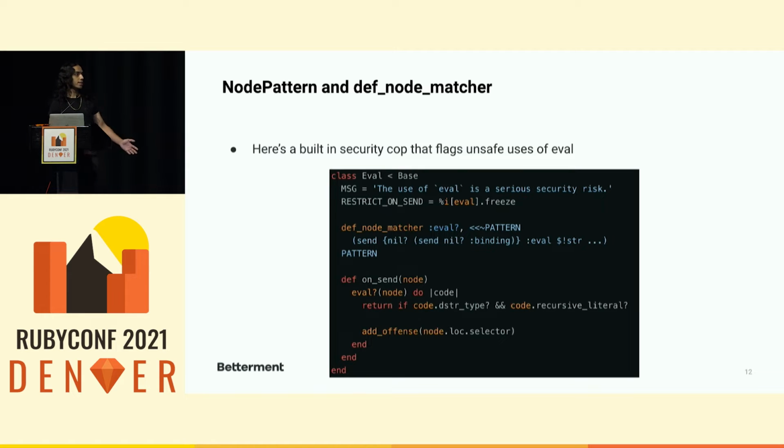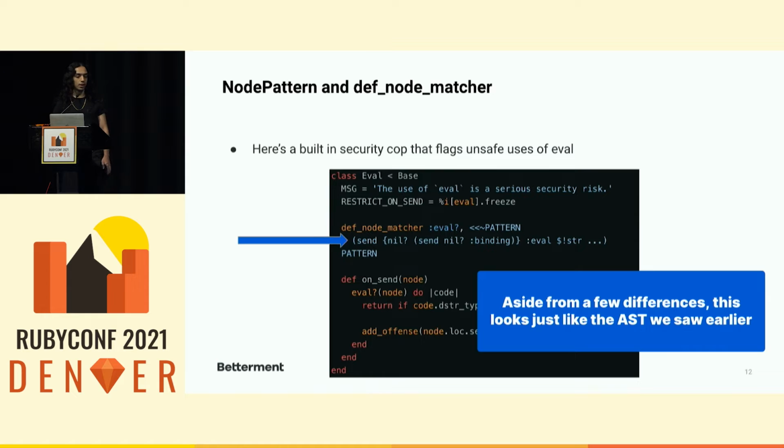So take a look at this built-in Rubocop cop that looks for unsafe uses of the eval method. In particular, look at the def_node_matcher block right there in the middle. If you notice, it looks very similar to the abstract syntax tree that we generated earlier a few slides ago. This is where we tell Rubocop this is the code that we're interested in looking at.